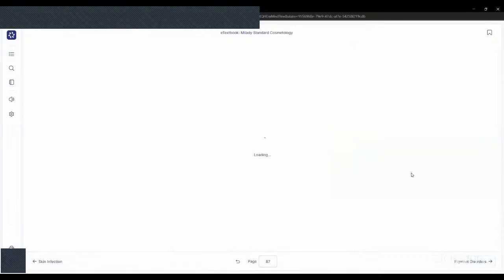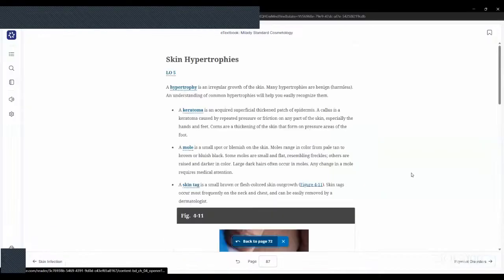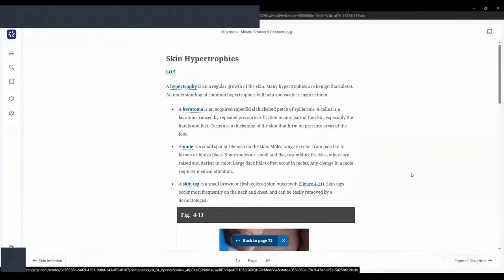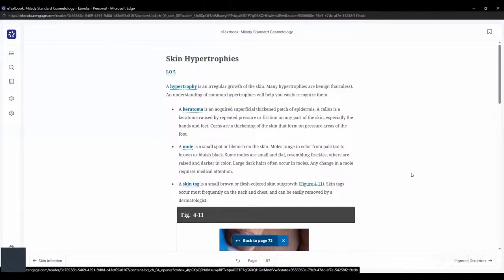Skin hypertrophies. Whenever I hear hypertrophies, I'm thinking of more, a lot. So it's an irregular growth. We mostly see hypertrophies in the nails, where the nail grows over, it's growing too high. So it's an irregular growth of the skin. Mostly harmless, benign.